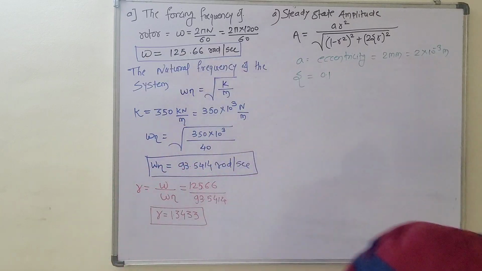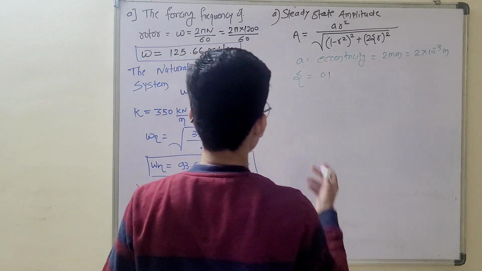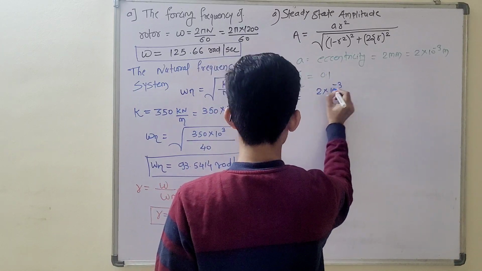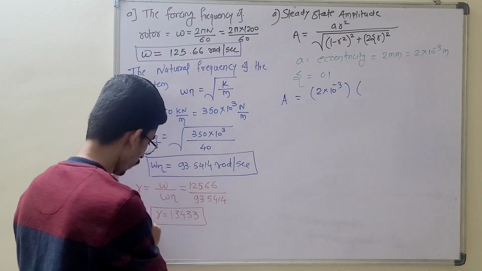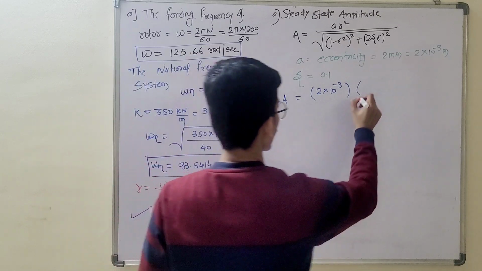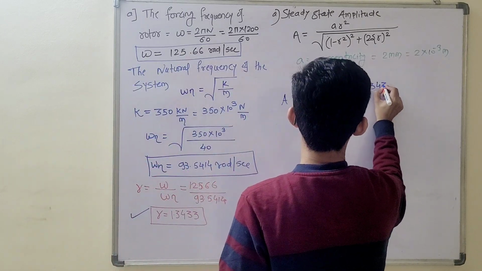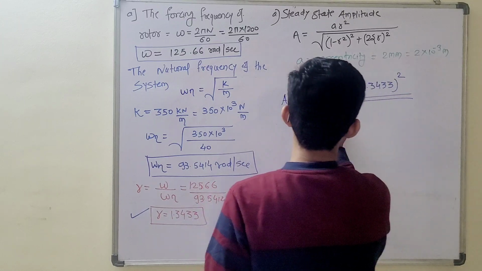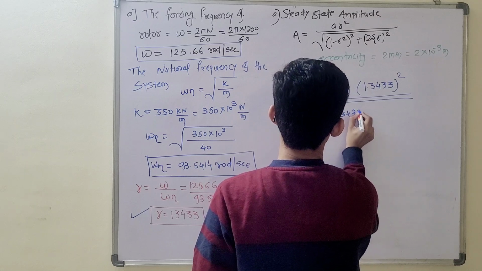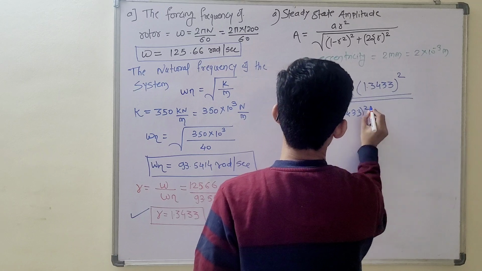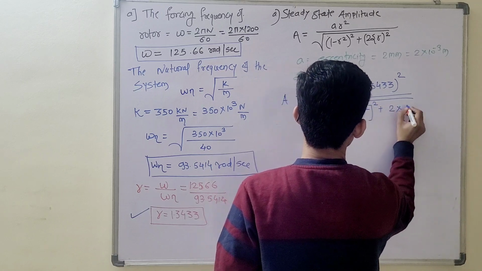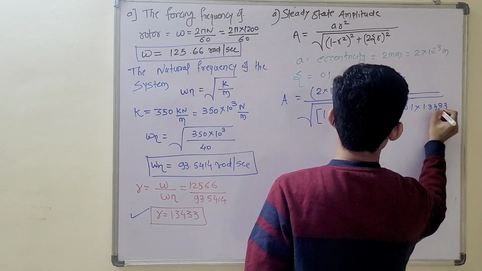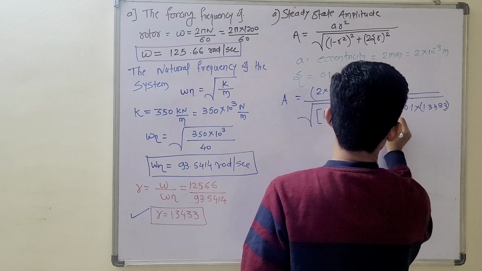We are putting the values over here. A is equal to 2 into 10 raised to minus 3, R square, where R is 1.3433. We are taking 4 digits, 1.3433, squared, divided by under root of 1 minus 1.3433 squared, whole square, plus 2 zeta, where zeta is 0.1, into R square, that is 1.3433 squared, 2 zeta R whole square.